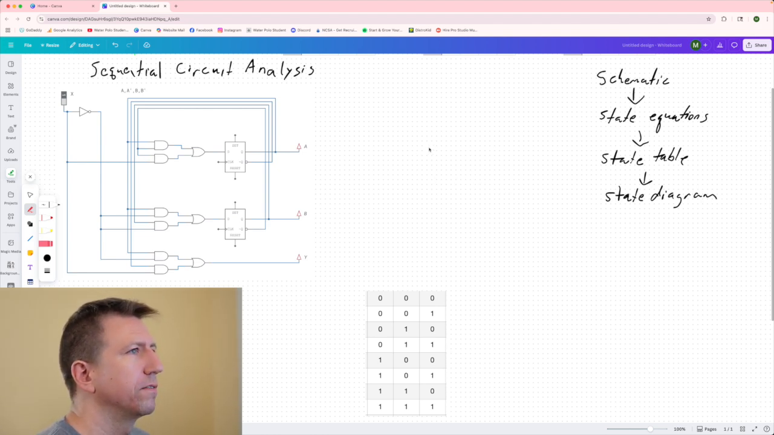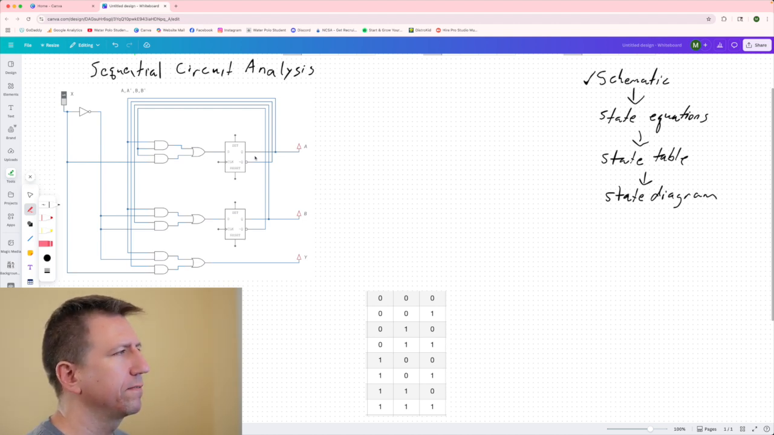Okay. So the first thing I'm going to do is take this schematic that's given to us and generate the state equations. Now this is where it's a benefit to have a D flip-flop, because whatever comes into the D is going to be passed along to the output. So it's a transparent flip-flop, if you will. Whatever is present on the input line when the clock triggers will be pushed to the output, and that'll be the new output.